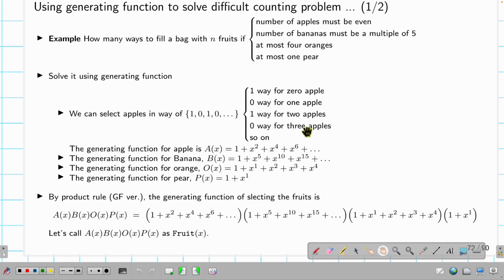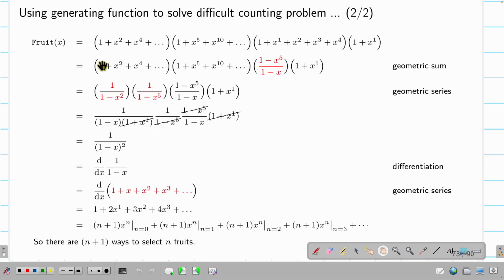We multiply all of them. Why? Because it's product rule. So for the product rule of the generating function version, we just multiply the apple polynomial, banana polynomial, orange polynomial, and the pear polynomial. We get this thing. So now we have this fruit polynomial, which is this bracket multiply this bracket multiply this bracket multiply this bracket.